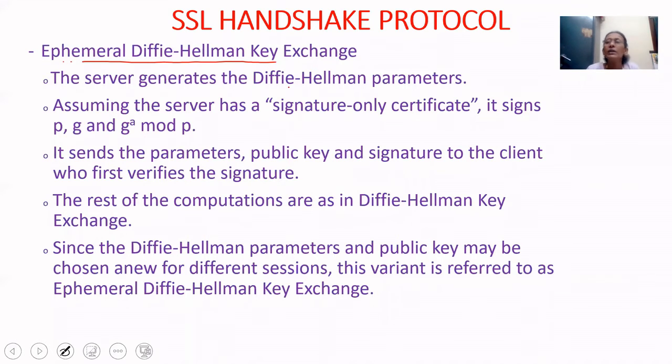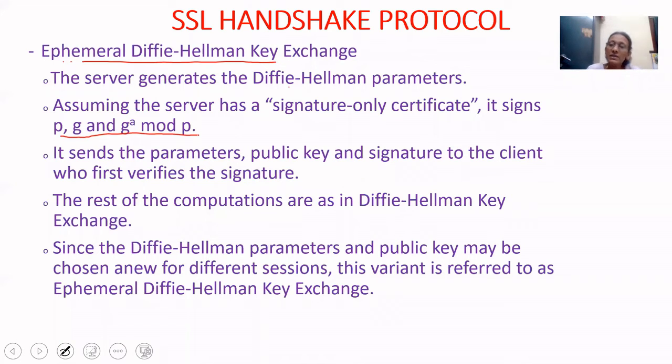Okay, that is not having the Diffie-Hellman parameters here. So the server is now generating the Diffie-Hellman parameters, that is P, G, and G to the power A. From A it calculates G to the power of A mod P. Now all these three will be signed using the signature-only certificate that the server has. Now it has signed, and this signature is what will be sent to the client. So P, G, G to the power of A mod P is all sent.